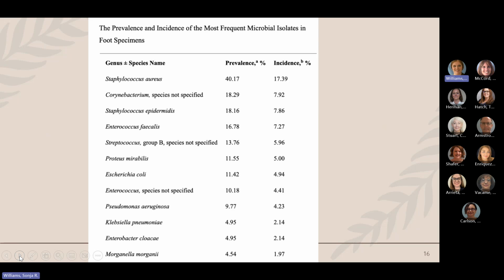And this has been a consensus over multiple papers that Staph aureus is the most prevalent bacteria. The runners-up have been somewhat debated. Corynebacterium is listed here, E. faecalis, group B strep is something that we see pretty commonly here, as well as E. coli, Pseudomonas, Klebsiella.